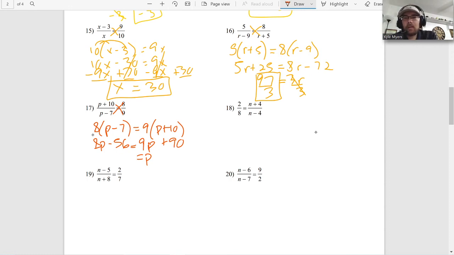Anyways, subtract 8 on both sides. I got P. I am terrible at double tasking. We subtract 90 on both sides. 1, 4, 6. Ooh, big answer.